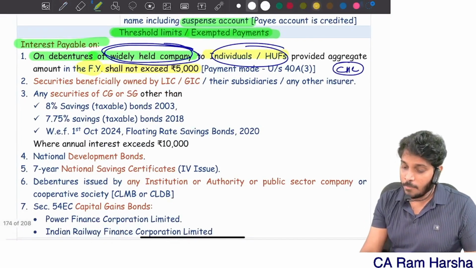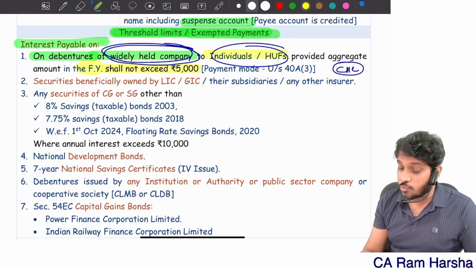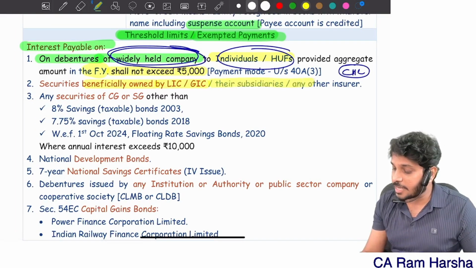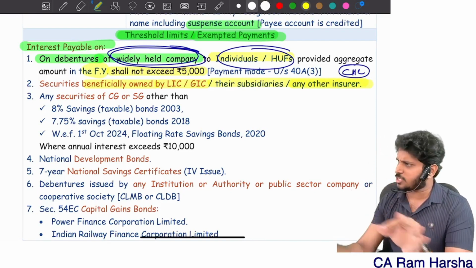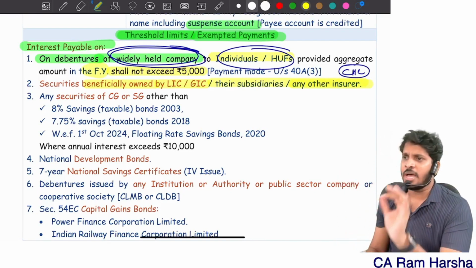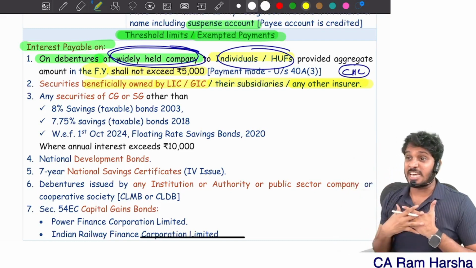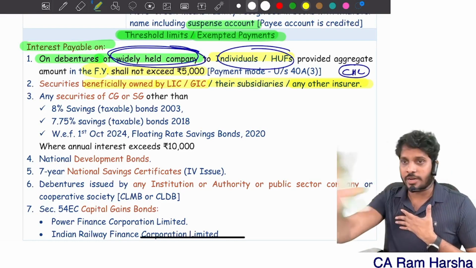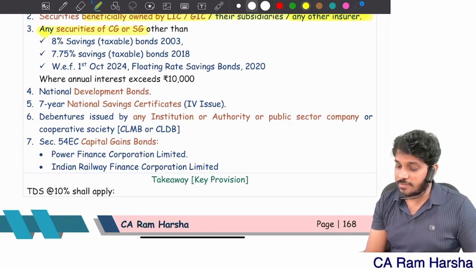Yes or no? Suppose interest is paid on securities, but the securities are owned by an insurance company or any other insurer. Any other insurer means what? Simply insurance companies: private, public, government, doesn't matter. If insurance companies are the owners of the securities, and the issuer company pays interest on those securities, no TDS will apply. Are you clear?